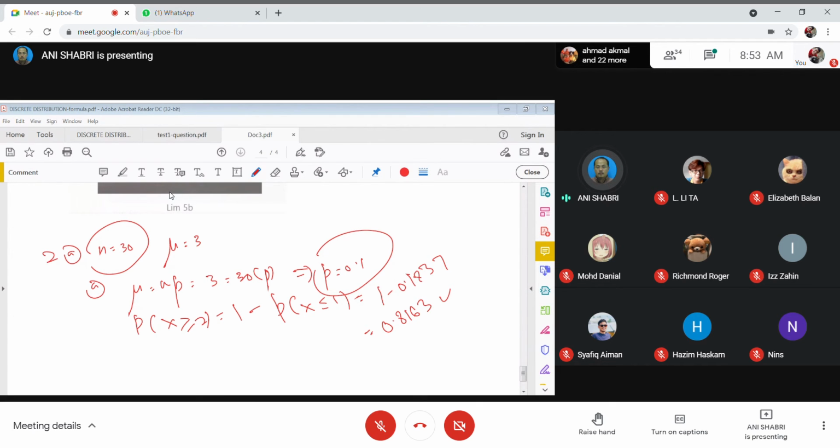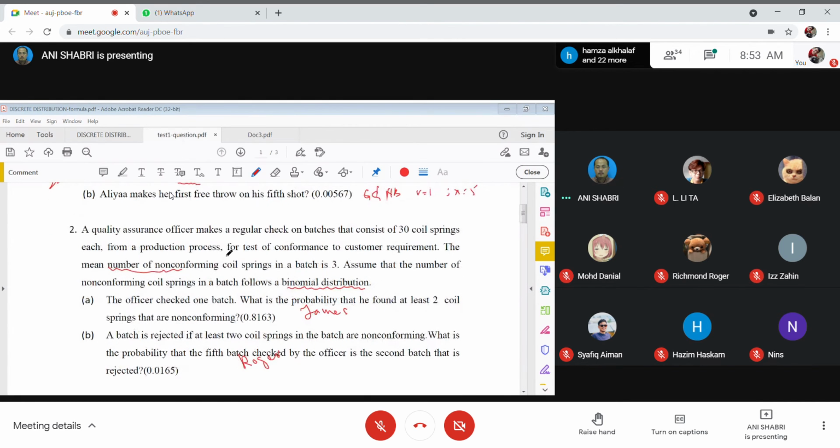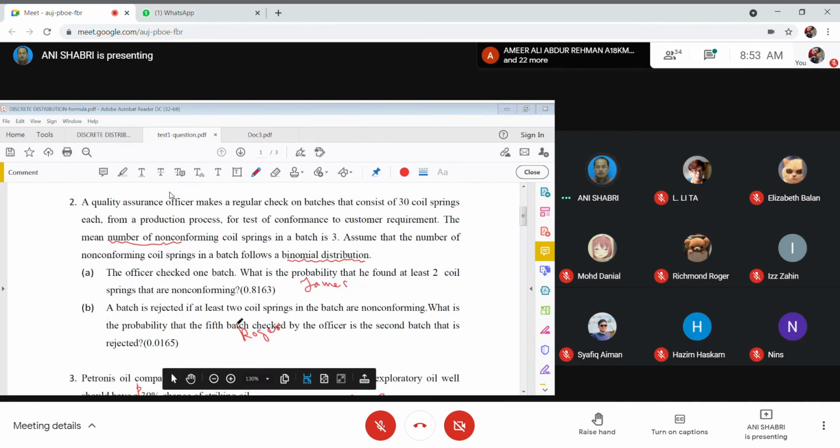Okay, look at the number 2B. Your answer is, okay, let's look at number 2B. A batch is rejected if at least 2 coil springs in the batch are non-conforming. What is the probability that the fifth batch checked by the officer is the second batch that is rejected?